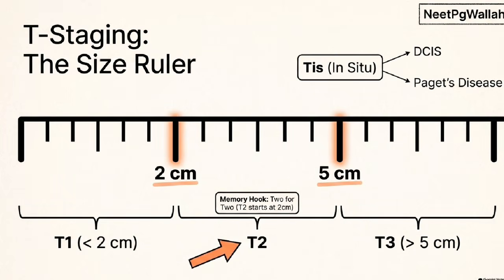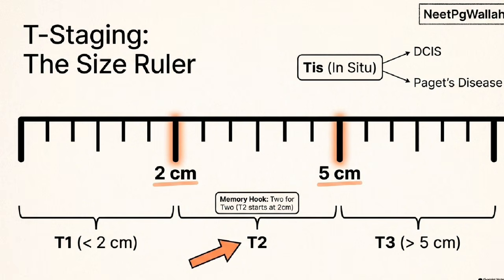So, on the far left of our size ruler here, we have TIS, which stands for in situ, meaning the cancer is localized. This includes conditions like DCIS, which is cancer confined to the milk ducts, or Paget's disease. Moving down the main ruler, T1 is any tumor less than 2 centimeters. T2 is between 2 and 5 centimeters, and T3 is greater than 5 centimeters.